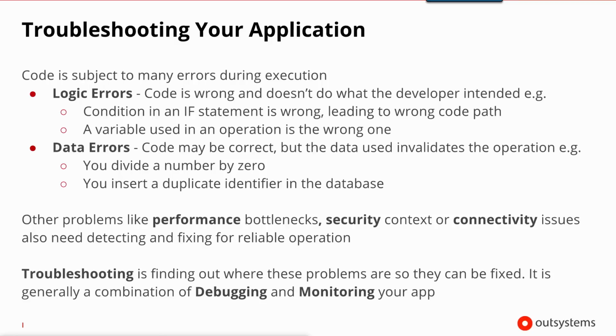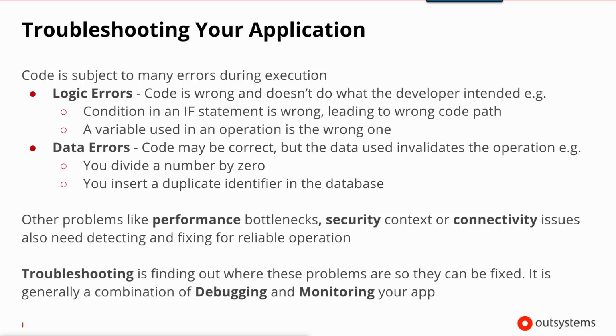Furthermore, there can be data errors whereby the code itself is actually correct, but you use data that's inappropriate for the computation. For example, you might divide by 0, or you might insert a duplicate identifier in the database. Furthermore, there are other assorted problems like performance, security, and connectivity issues that also hinder the behavior of an application.